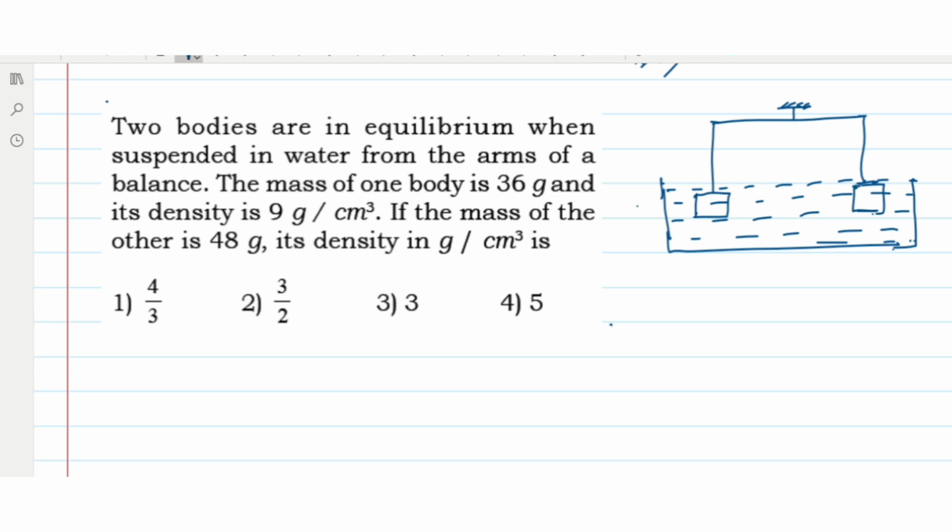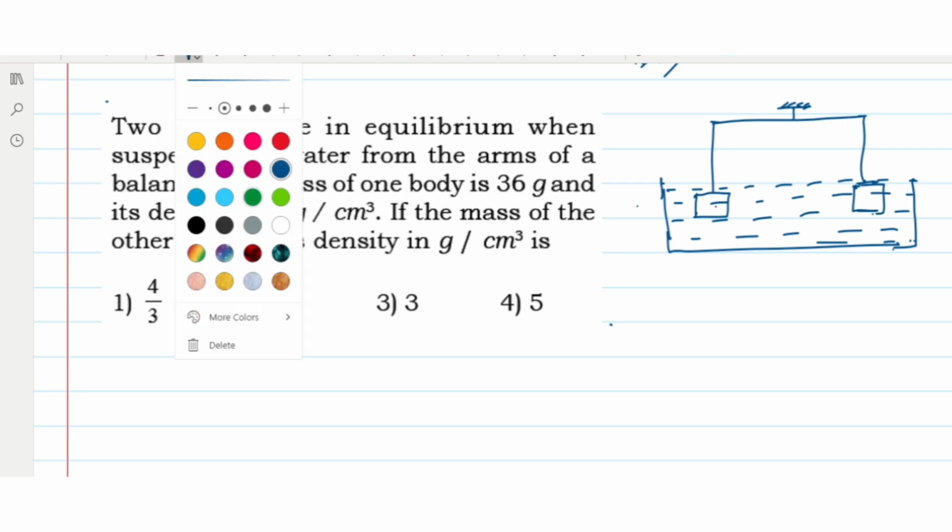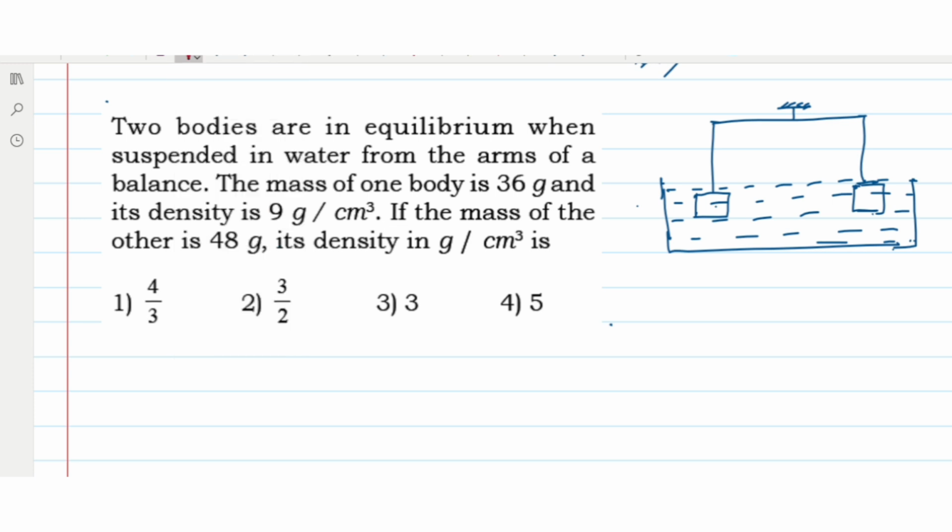What are the forces acting on these bodies? On the first body, the weight of the body acts downwards, let us take it as m1 g, and a buoyancy force acts upwards, Fb1. Whereas on the second body, m2 g acts downwards, and a buoyancy force acts upwards, Fb2.